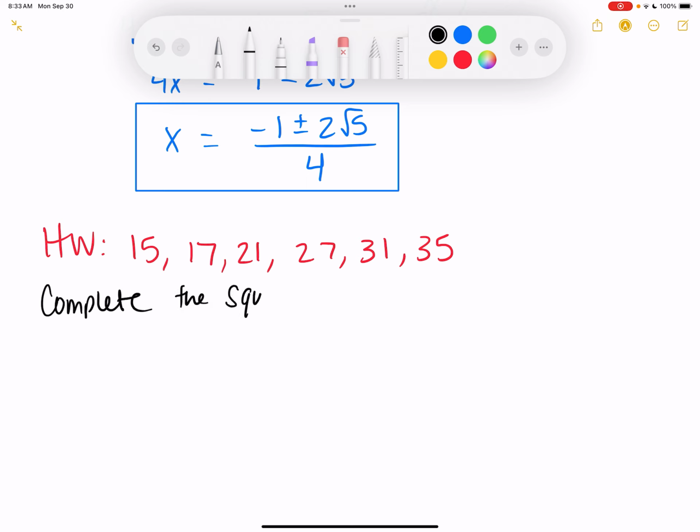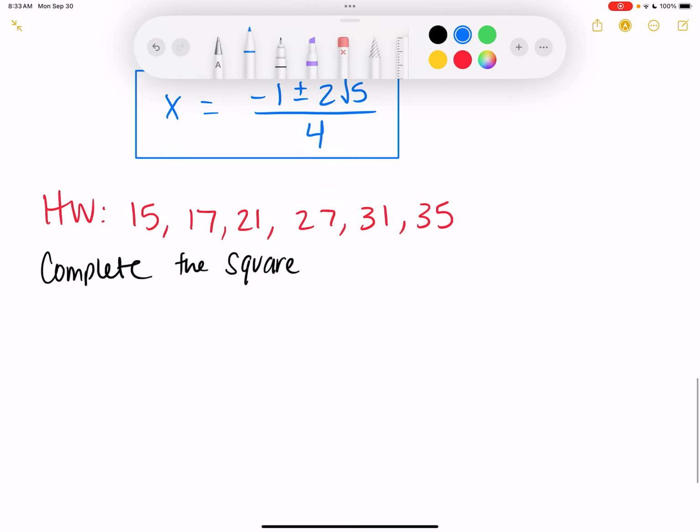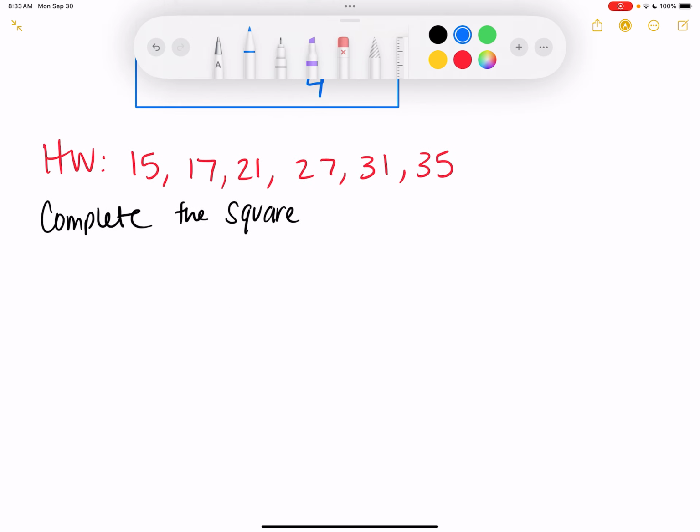My little catchphrase for it, and Virginia told me the other day she was doing her SAT tutoring, and this came up in her SAT prep, so hopefully this will help you whenever you take your SAT in the spring. But my little catchphrase for completing the square is half the middle term squared.